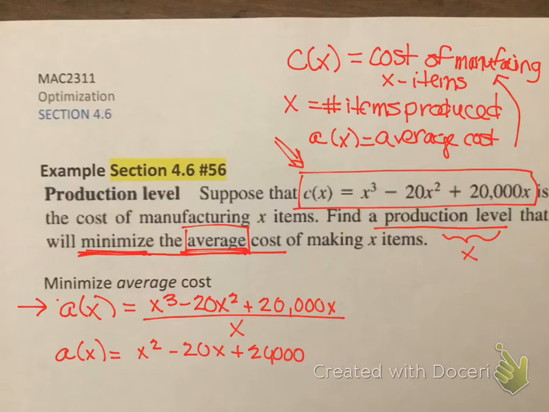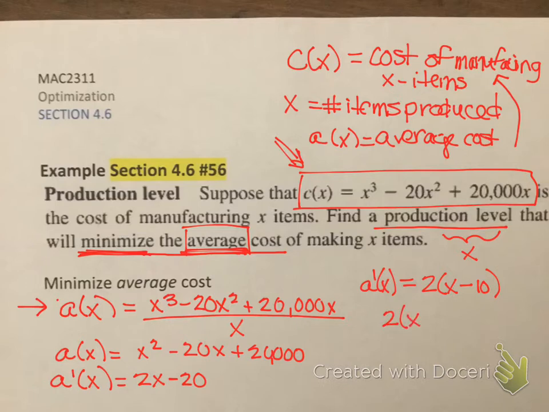To minimize or maximize something, you take the derivative and you set that equal to 0. So my derivative is very simple. 2x equals 20. Factor that, so 2 times the quantity x minus 10. And I take that derivative and I set that equal to 0. And I come up with x is equal to 10.